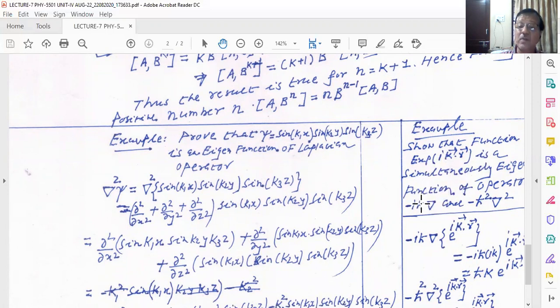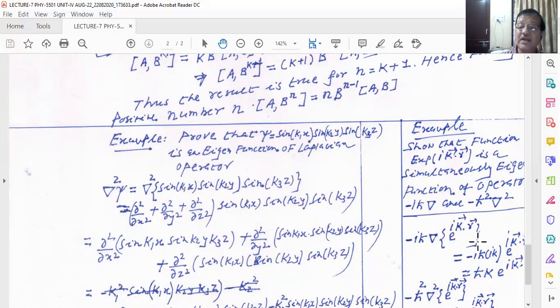So first I take this operator, minus i h cross del. Minus i h cross del operates on the eigenfunction e to the power of ik dot r. This is basically a gradient operator. It is a del operator, a differential operator. It is differentiating the function with respect to the space coordinate. Here our coordinate is the r coordinate, so we should take del by del r of e to the power of ik dot r.